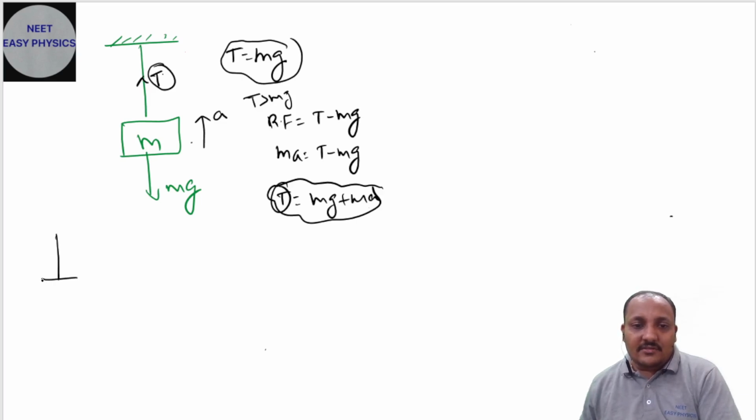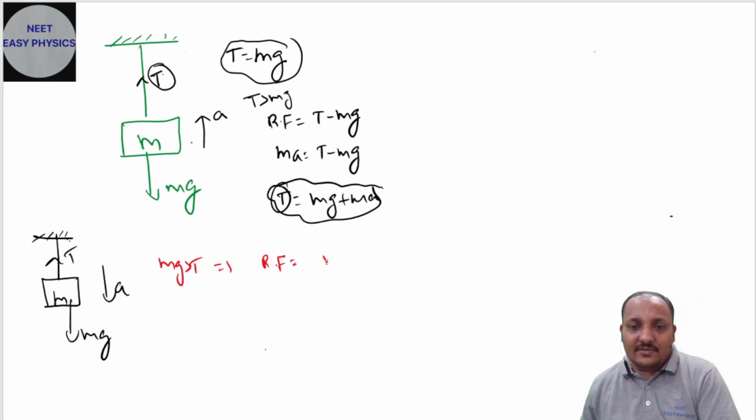So we are making a rope or small thread. We are holding this and we are making it move downwards. So mg, T. Now which is more? mg is greater than T. Therefore, resultant force is mg minus T. ma equals mg minus T. So T is equal to mg minus ma.